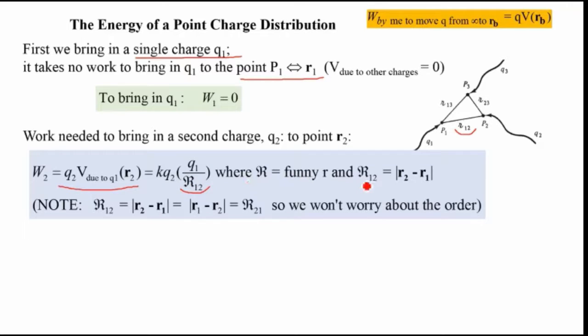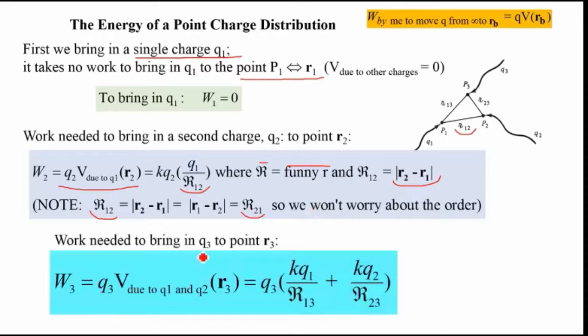R is our funny R, and if I wanted to, I could put a vector here and a vector here. The distance R1, 2 is equal to the absolute value of R2 minus R1, which we've used many times. One thing to notice is that we can flip R1 and R2 and we get the same number because we're taking the absolute value. Funny R1, 2 is equal to funny R2, 1. So we're not going to worry about the order of these two indices. Okay, so now we bring in Q3, and so the potential that we're dealing with is due to both charges, Q1, Q2, and that's at the position R3 where we put Q3.